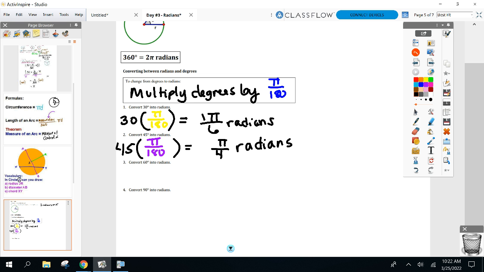This is on the formula sheet. You just got to look for where degrees is. All right, keep going. 60 degrees in radian measure.